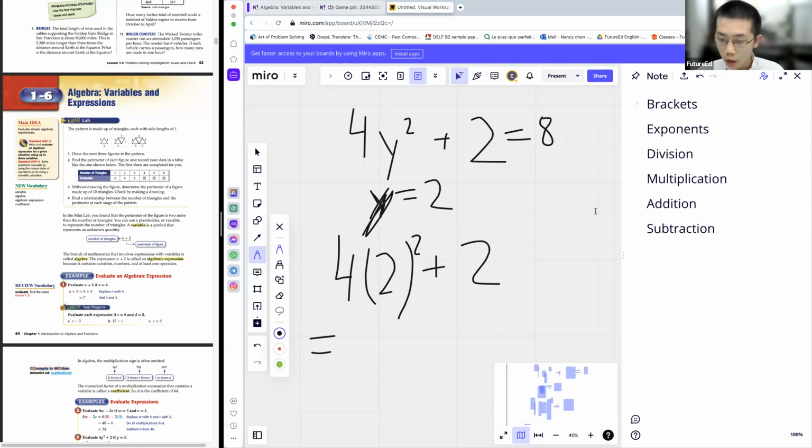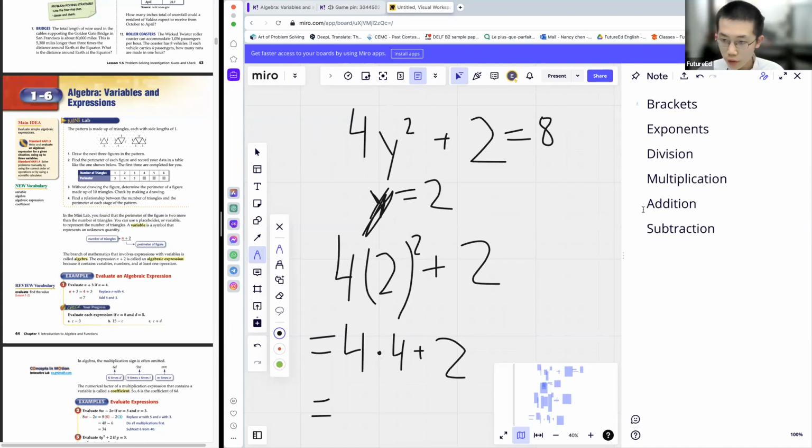After that, what do we do first? We have brackets, right? And then we have exponents. Do we have an exponent in this question? Yes. So what's 2 squared? 4. 2 squared is 4. So in this case, we would have 4 times 4. Notice I didn't write an X or a cross. I just put a dot. So 4 times 4 plus 2.